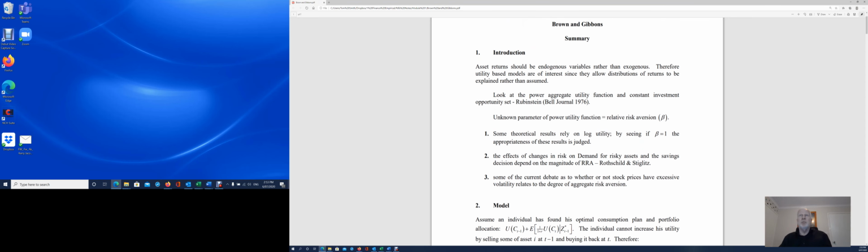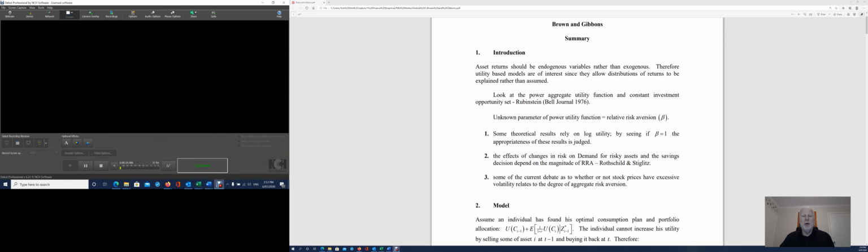Welcome to intertemporal asset pricing market models. We're going to look at Brown and Gibbons to start off with. Brown and Gibbons make a very profound statement, right? They say that asset returns should be endogenous rather than exogenous.